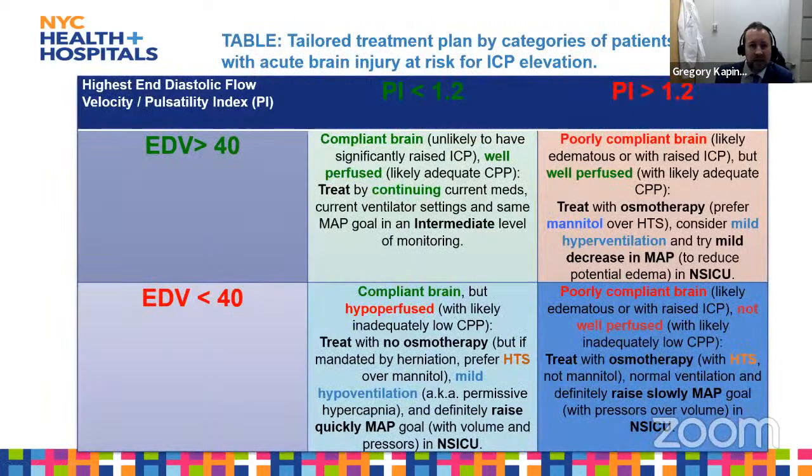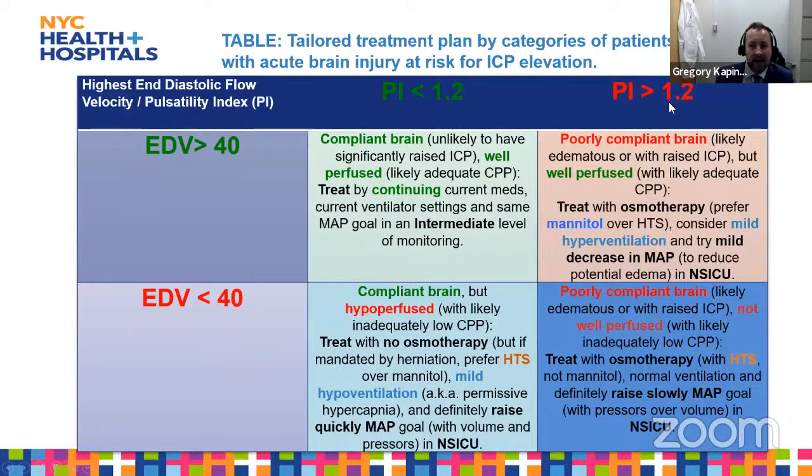When your PI is low and your end diastolic velocity on TCDs is high, above 40, and I can explain to you why I went up from 20 to 40, you know your brain is compliant and well perfused. So continue whatever you're doing. You don't need to tweak your meds, don't tweak your ventilator, and maybe those patients could go to an intermediate level of care or observation, not an ICU. That goes along with what Vigay and Racht and Gerhardt were doing in France in 2008.